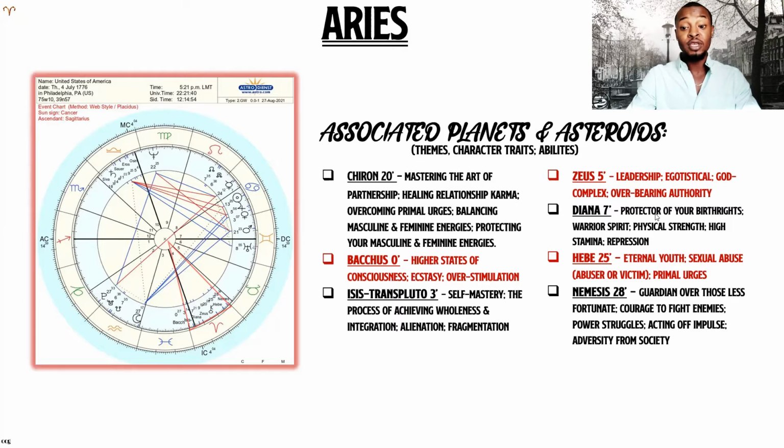All right, so Diana at 7 degrees speaks of the protector of your birthrights, warrior spirit, physical strength, high stamina, and repression. So Diana here is giving you an idea that a lot of Aries energy deals with their energy trying to be repressed or suppressed in some way, shape, or form. This also goes back again to this Saturn opposition with restrictions and limitations. Okay, but it really is shining a light here with Diana, giving you an understanding that you're gonna have to really stand up for yourself a lot of times in this lifetime, because there's literally a lot of repression pointed at you, almost in a sense not wanting you to do the healing that you are here to do.